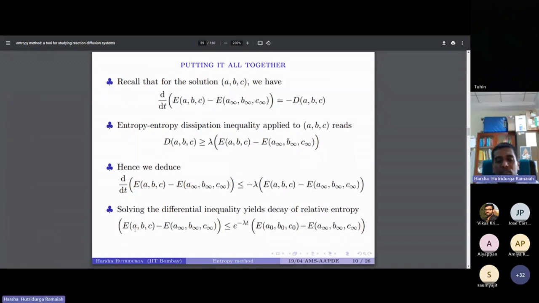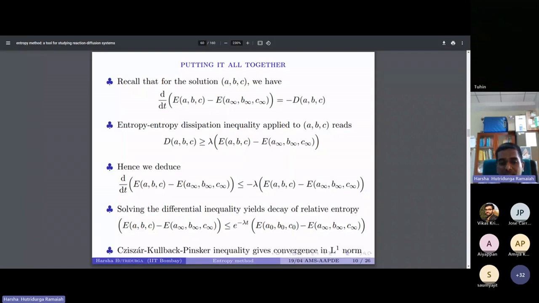Now, this is telling you that for the solution A, B, C, the entropy evaluated at any time t is approaching the steady state entropy, and that approach is happening exponentially fast. That's what this little computation shows here. In fact, you can relate this relative entropy back to the familiar L1 norm, and that is related by something known as the Csiszár-Kullback-Pinsker inequality, and that I will get back to very soon. Okay, so I hope this is clear.